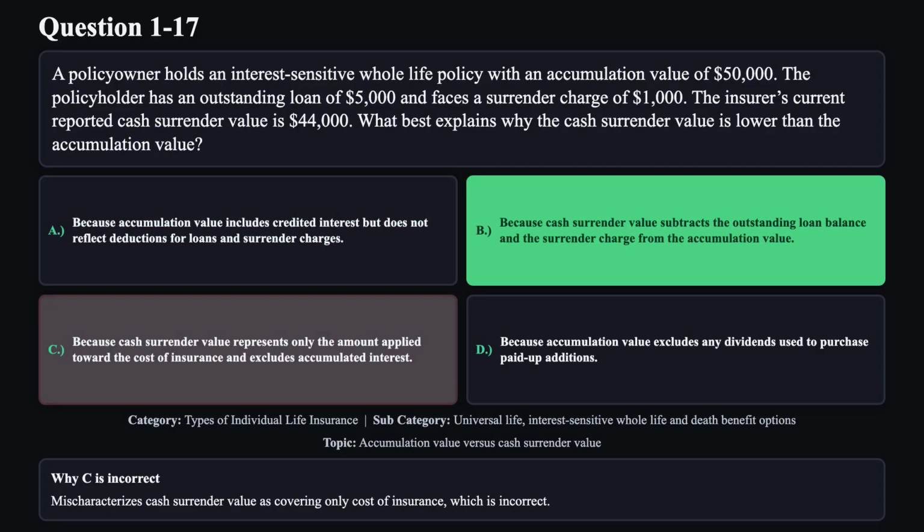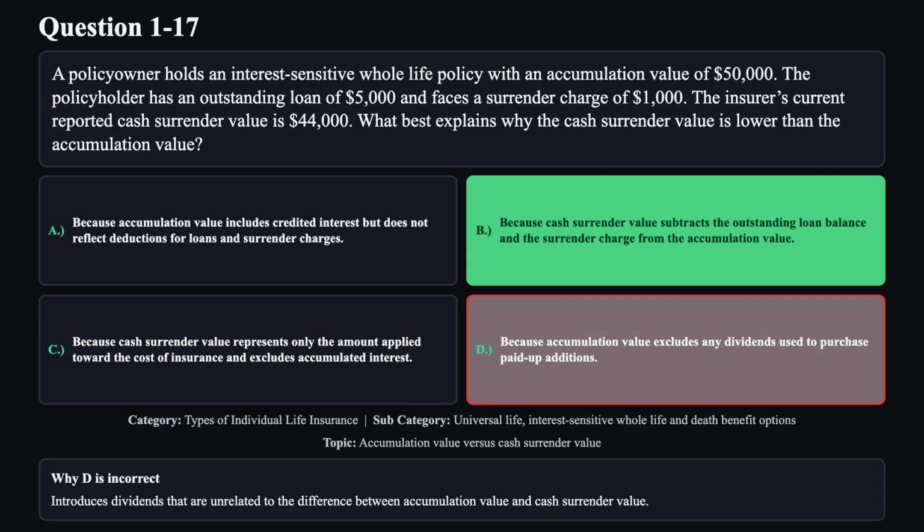Reason C is not correct. Mischaracterizes cash surrender value as covering only cost of insurance, which is incorrect. Reason D is not correct. Introduces dividends that are unrelated to the difference between accumulation value and cash surrender value.